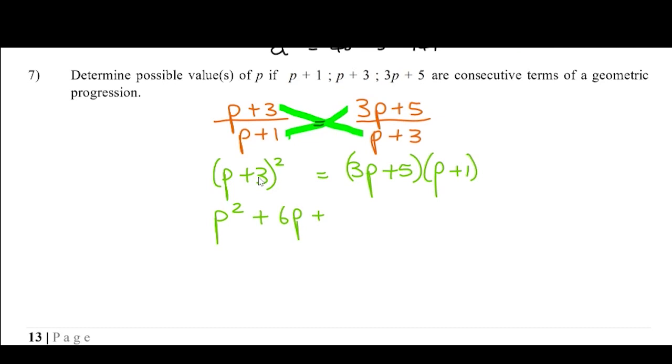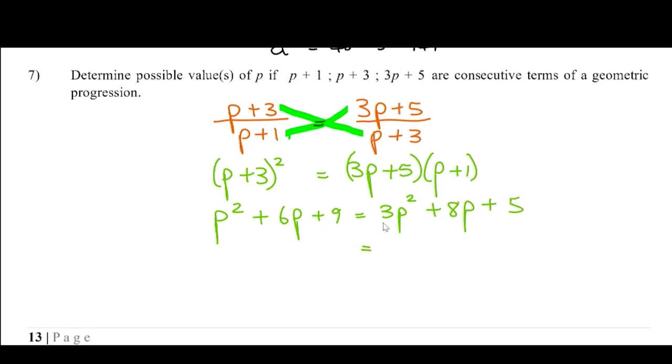And then we square the second term and we get 9. Here we're just going to multiply this out. The first term in each bracket gives us 3p squared. 3p times 1, 3p plus 5p, so that's plus 8p. And then 5 times 1, 5.